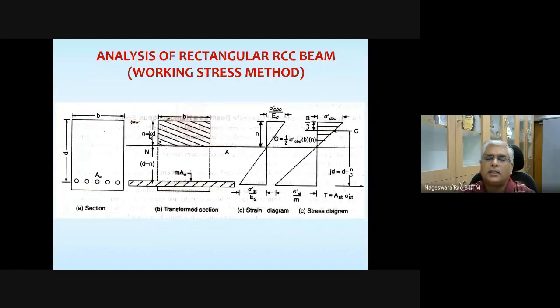Students, any questions? So everything is clear here. So you have this section. This is the transformed section. Assuming concrete is ineffective below the neutral axis, strain diagram. From that you get the stress diagram. And from the stress diagram you get the resultant compressive force and the resultant tensile force, and the distance between them. Everything is clear? So if everything is clear, let me proceed further.